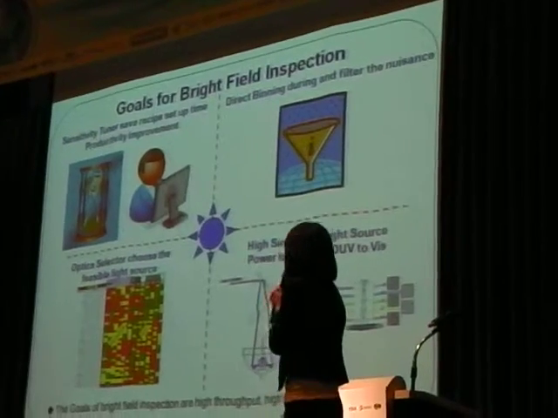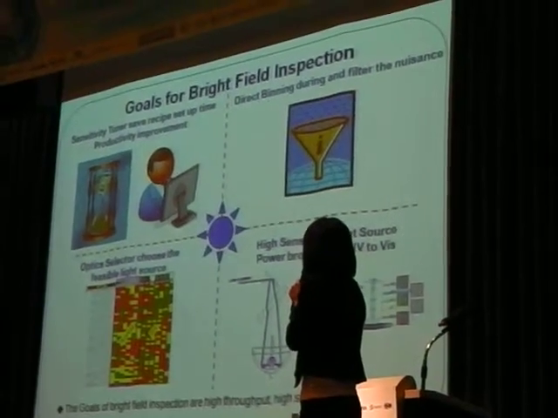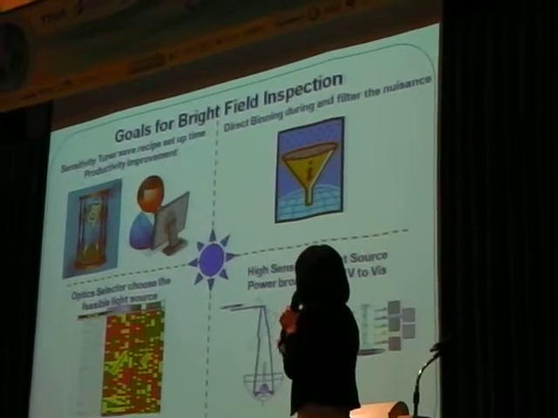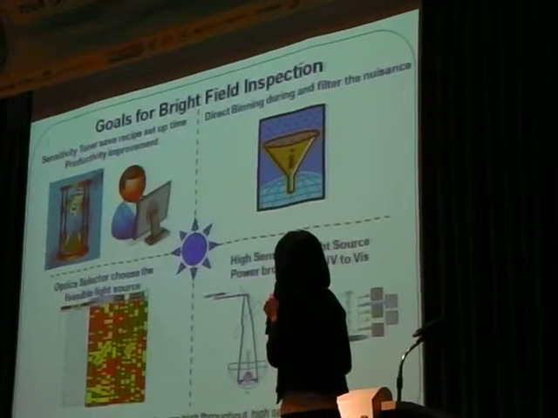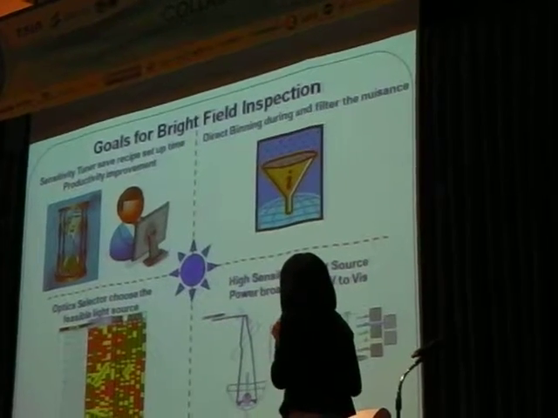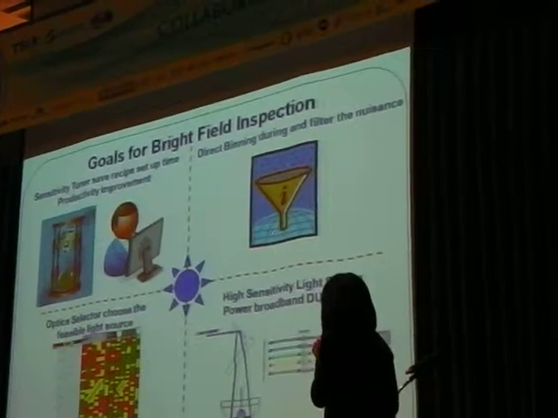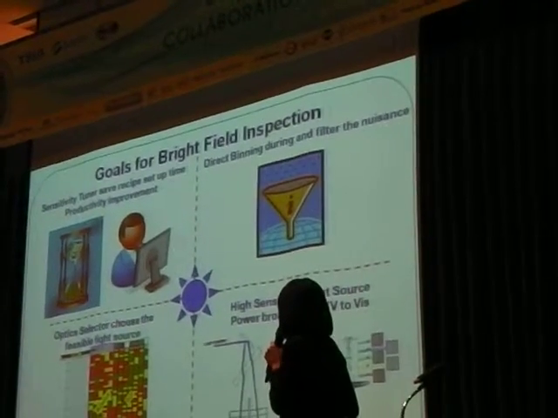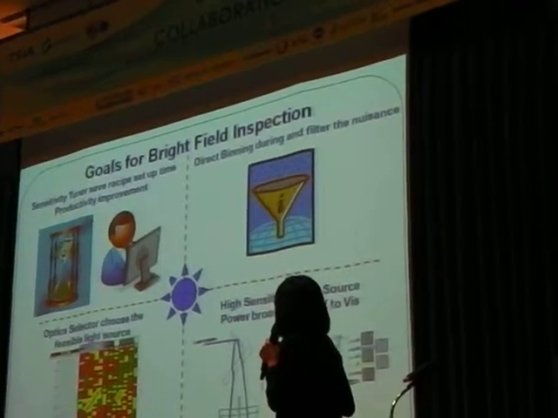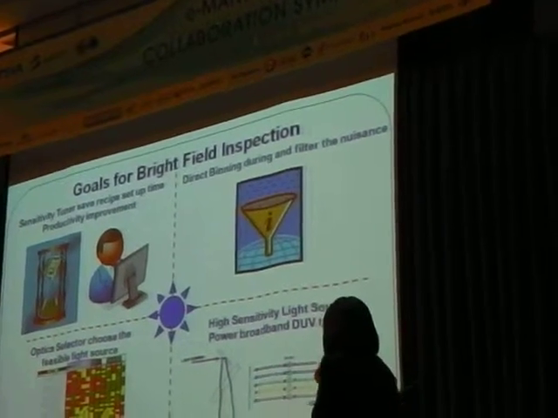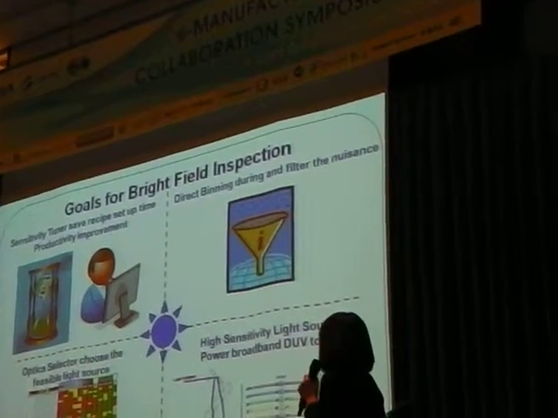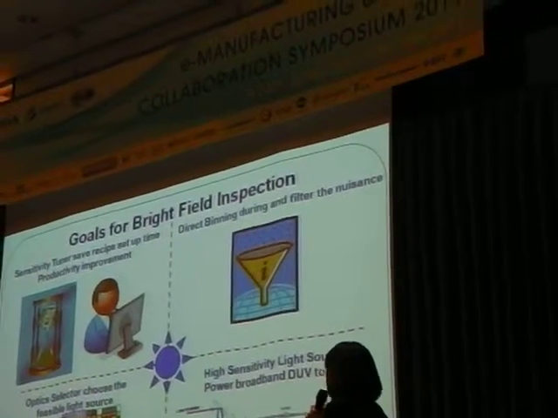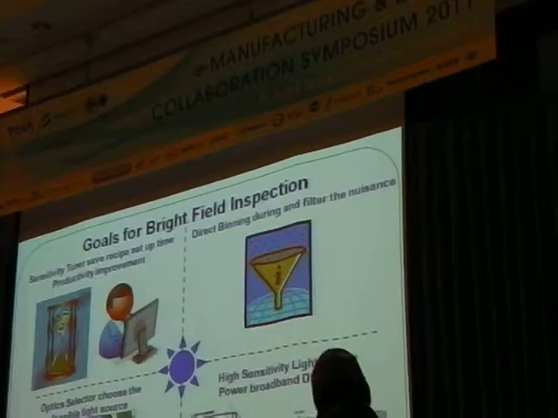And there we will see the 4 goals for wide field inspection. On the new function, sensitivity tuner, the sensitivity tuner can shorten the recipe setup time. And we can use the defect binning system to filter the nuisance. And we can use the active selector choosing the feasible light source. And we can use the high sensitivity light source. And we can use these 4 goals on the wide field inspection and set a good inspection recipe.